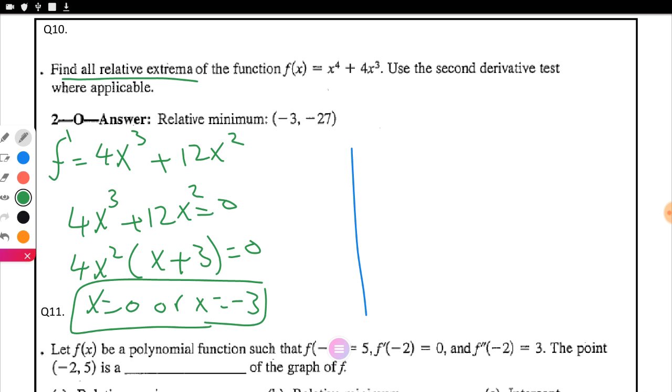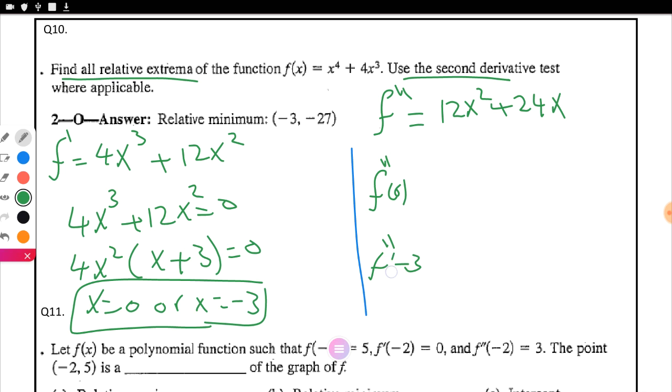To identify at which one of them we have a relative extrema by using the second derivative, I have to use the second derivative, which is what? 12x^2 plus 24x. Then find the second derivative at the first critical number, and at the second critical number. At 0 it will be 0, the test fails.